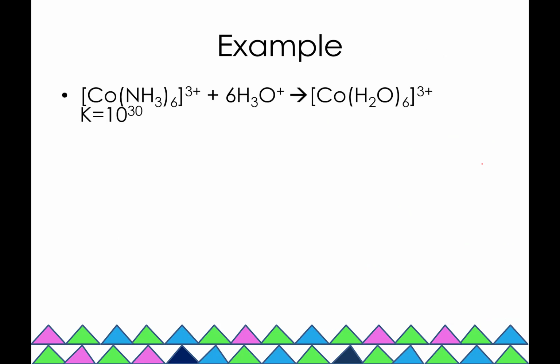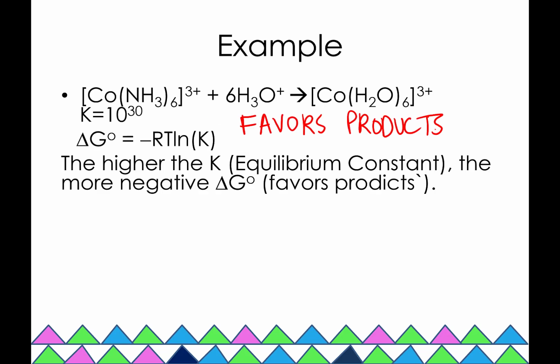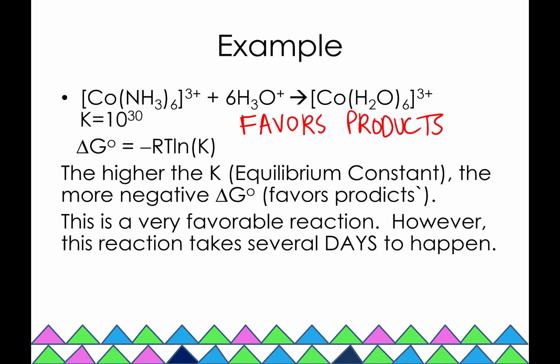So really quick example, hexaamine cobalt 3+. This substitution reaction, going from the hexaamine complex to the hexa-aqua complex, you can see here that our equilibrium constant is 10 to the 30th. That's a huge equilibrium constant. So we would say that this is a favorable reaction. So the large equilibrium constant tells us that delta G naught would be negative. So this reaction should favor the products. However, this reaction takes several days to occur.